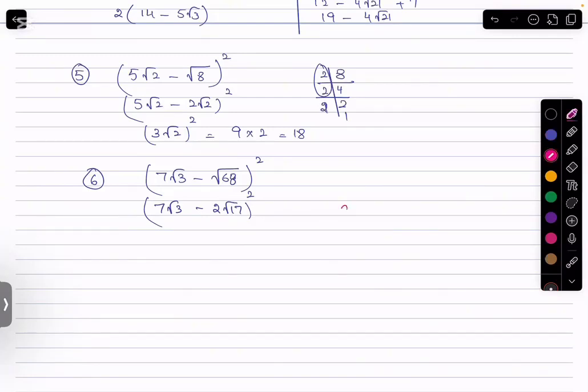A minus B whole square, which is a square minus 2ab and then plus b squared. चलें जल्दी से apply करें and give me the answer.